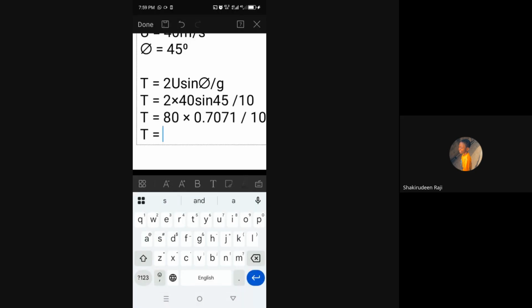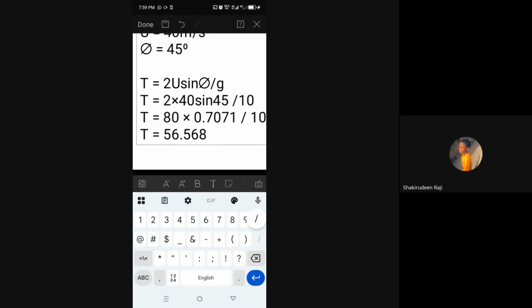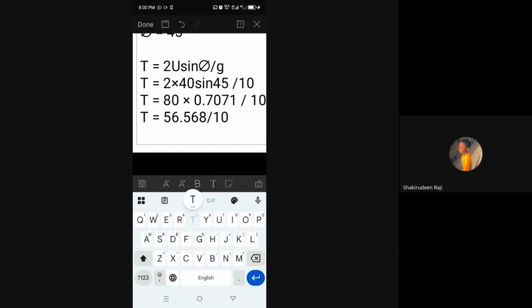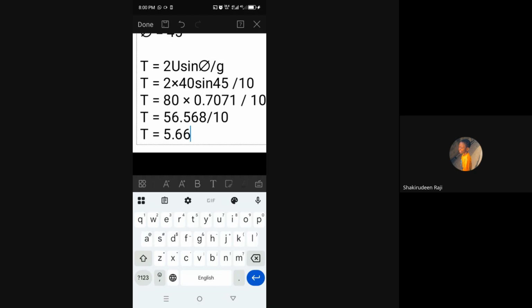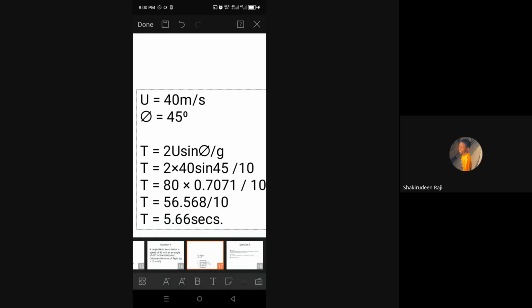80 times 0.7071, what will you have? 56.568. Okay, divide it by 10 now. What are you going to have? That's 5.66. So I can say 5.6 seconds. Or if the question asks you to approximate to a whole number, to the nearest second, I can say it's 6 seconds. But let me just keep it here, because you will see in the options whether you have to approximate it to a whole number or not.